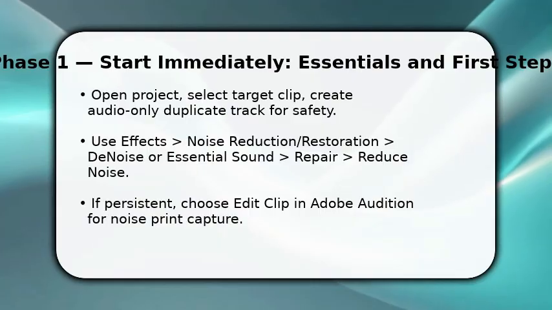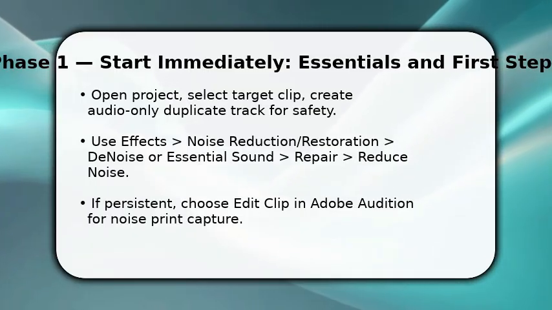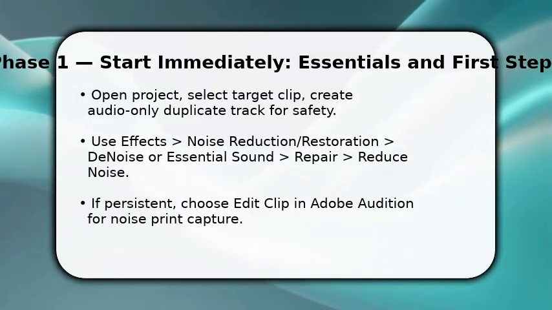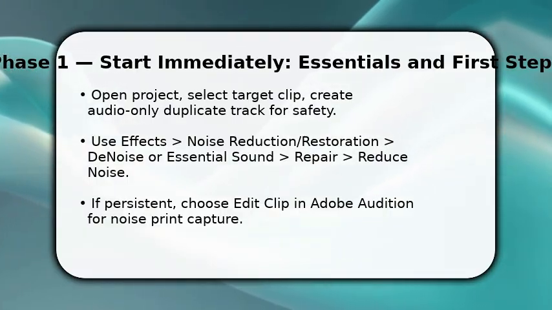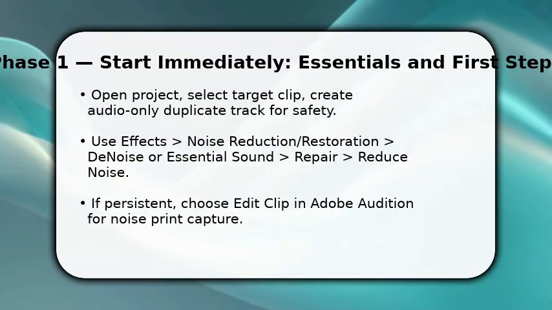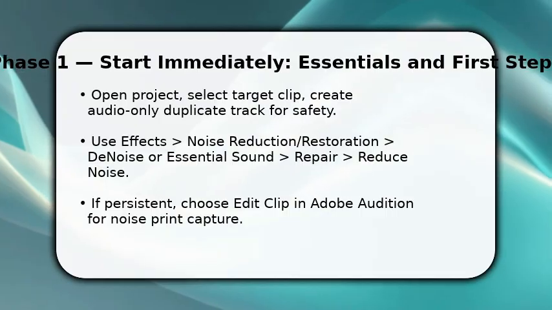Enjoy the video. You begin by isolating the audio you want to fix. Select the clip and duplicate the track so you can compare results. Next, apply denoise from effects or tag the clip as dialogue in Essential Sound and enable Repair, Reduce Noise. This gives you a fast, non-destructive first pass.